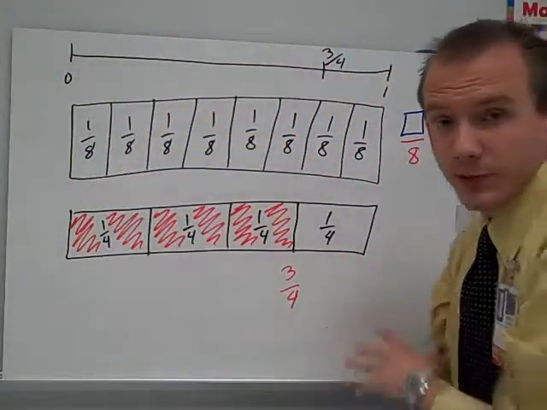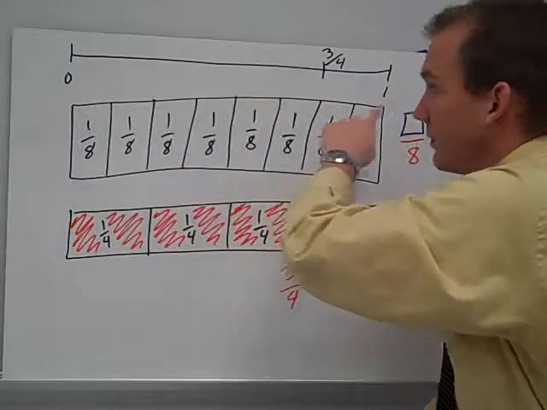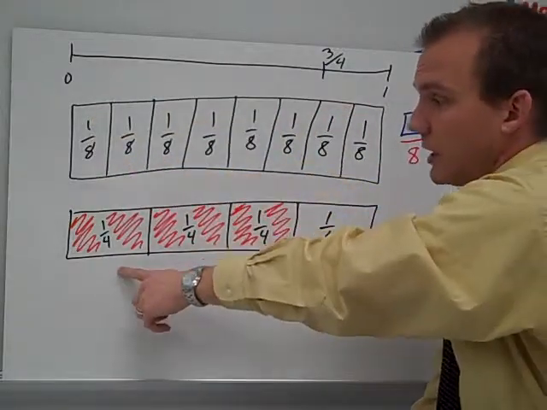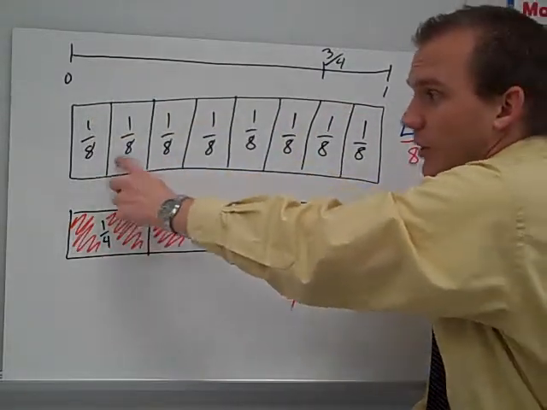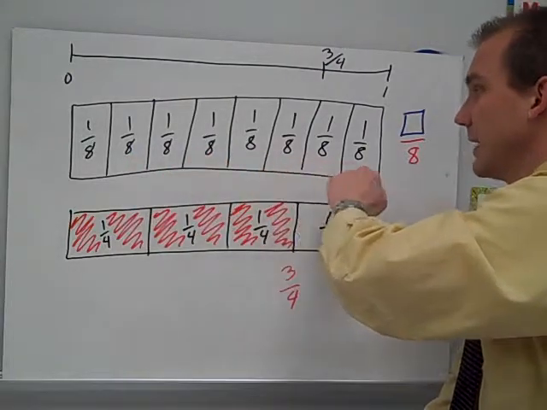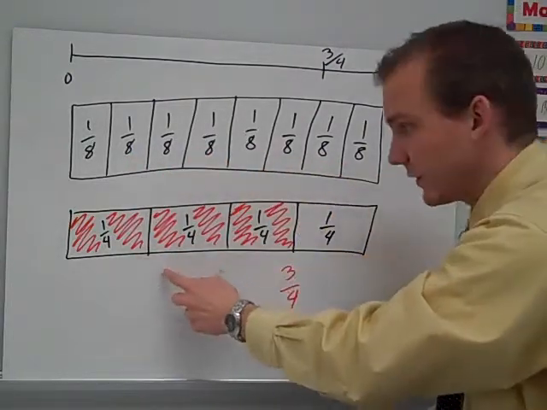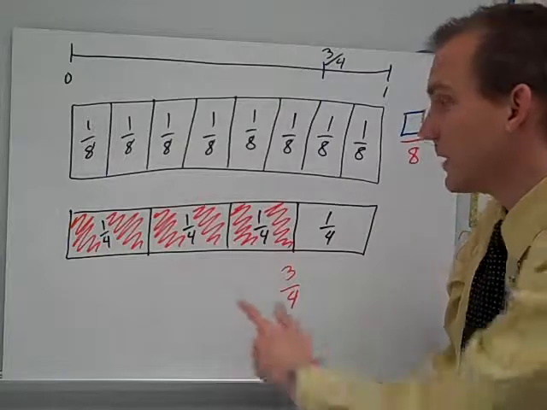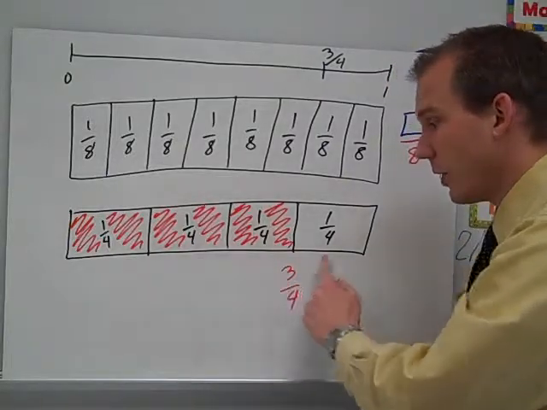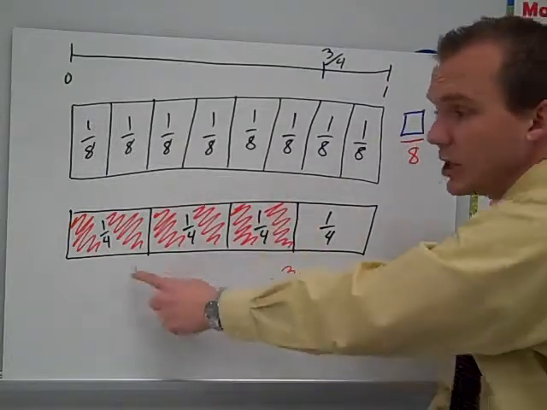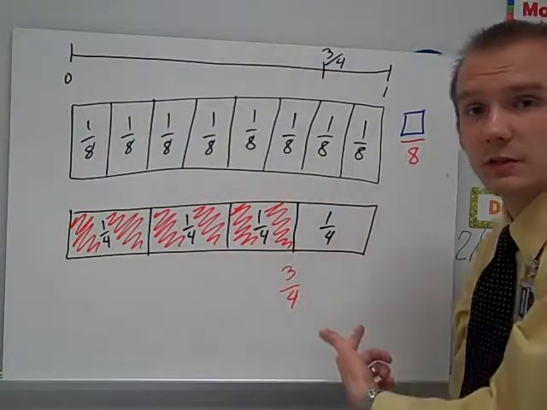Here's an example of 3/4. I've drawn a number line from 0 to 1 and laid out fraction strips. Up here I've laid out eighths: 1, 2, 3, 4, 5, 6, 7, 8. Down here I've laid out fourths: 1, 2, 3, 4. I want to figure out how many eighths is equal to 3/4.